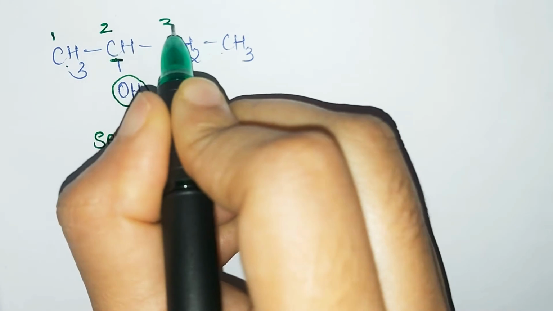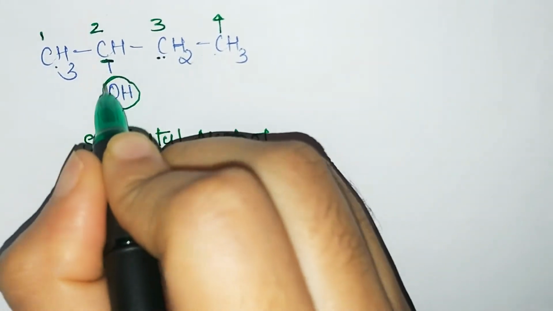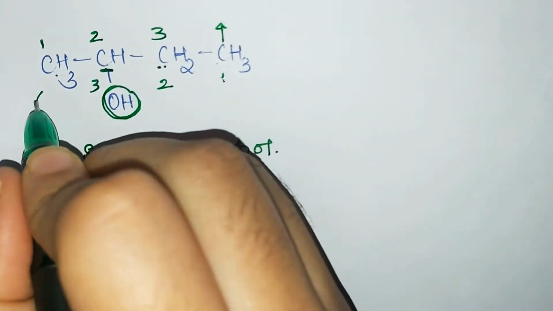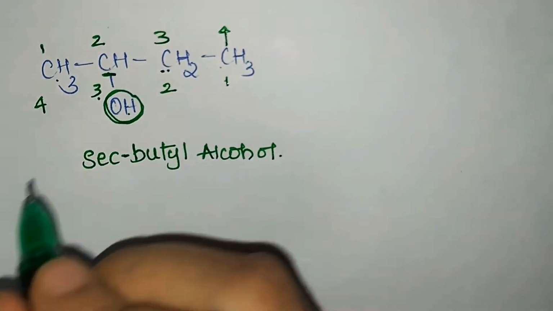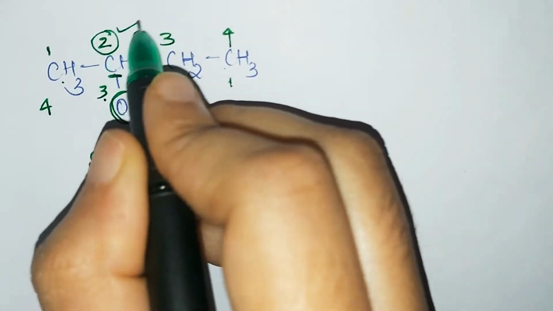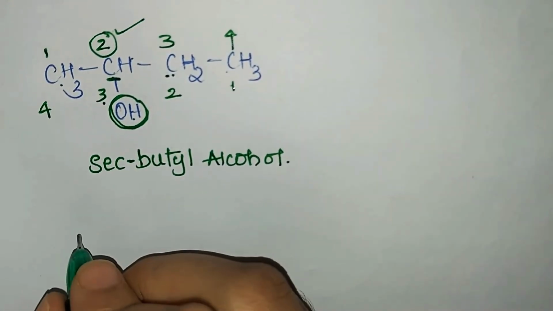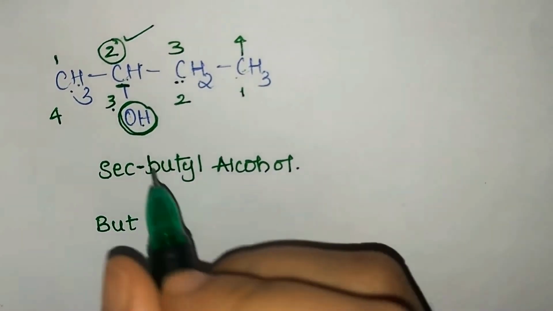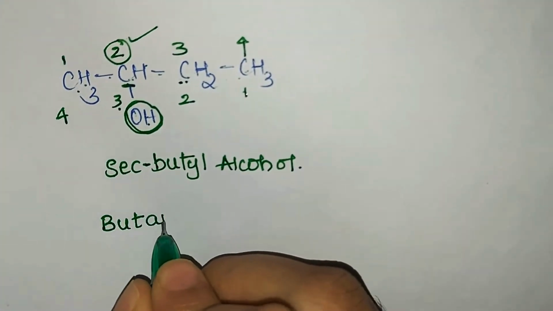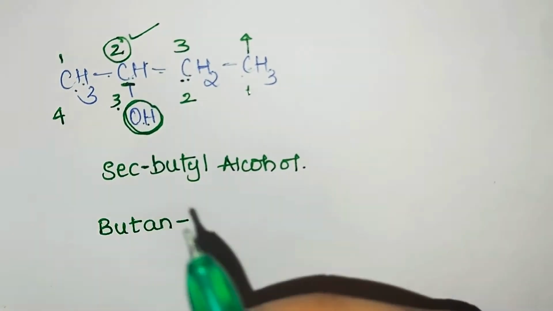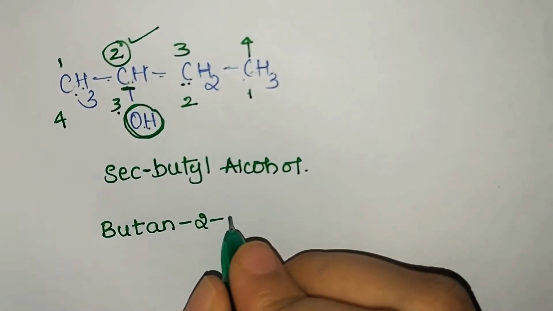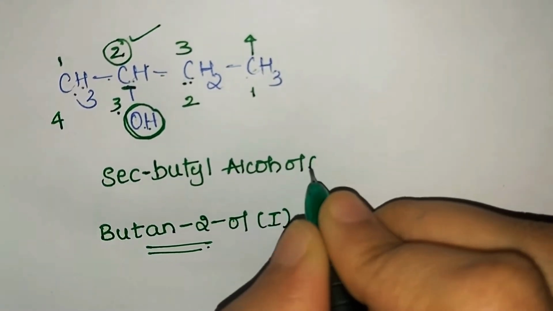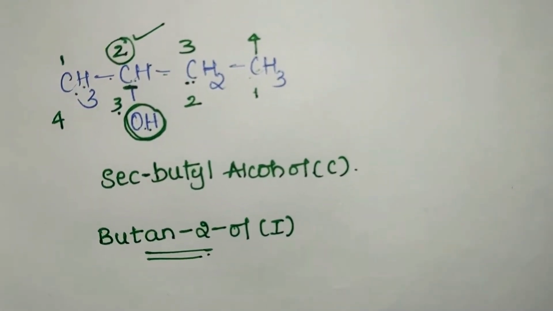For IUPAC naming, we'll number the carbon atoms. So you have to number it in such a way that your OH should get the lowest possible number. So when you number it from left to right, your OH gets the second position. And when you number it from right to left, OH gets the third position. Second is the smallest. So we'll consider that there are 4 carbon atoms. Thus the word root is but. All are singly bonded. Hence the suffix is ane. The e of ane is replaced by the suffix ol, that is 2-ol. 2-ol indicates the position of the functional group in the carbon chain, and this is the IUPAC name. Secondary butyl is a common name.